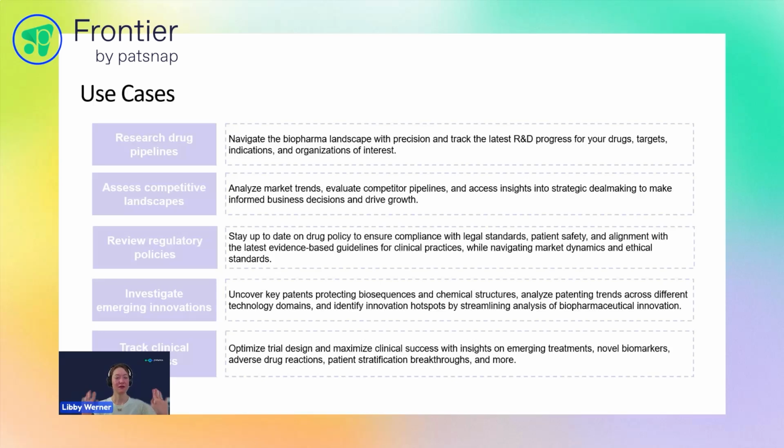So here are a couple of use cases that I will leave you with. You might be wanting to research a drug pipeline, like we mentioned at the beginning, or assess a competitive landscape, or take a look at some regulatory policies, or maybe get a beat on some emerging innovations that either pose interesting opportunities for collaboration or perhaps potential competition that you need to keep in mind. Maybe we want to track the clinical progress of a particular compound or in a particular therapeutic area. These are all reasons that we might want to use Hiro. So I'm going to pause here.